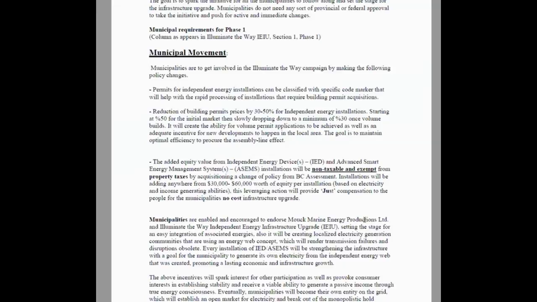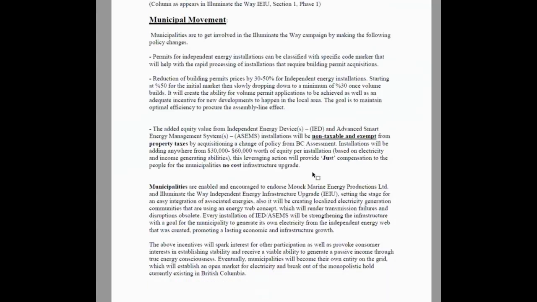Every letter of support doubles that value, and the value is what we want, so that it can go right back to the citizens. This is already happening in Souk. Now here are the obligations the municipality has to complete to receive the no-cost infrastructure upgrade, the no-cost smooth-flow, assembly-line, seamless infrastructure upgrade. Permits for independent energy installations can be classified with a specific code marker that will help with rapid processing of installations that require building permit acquisitions.